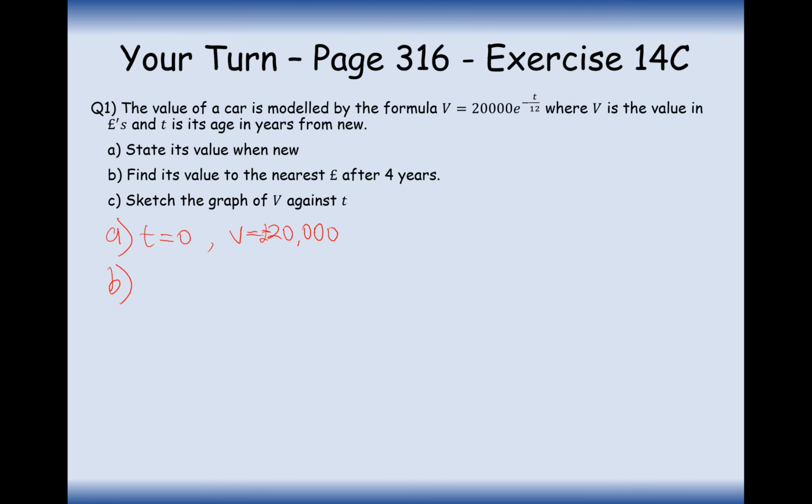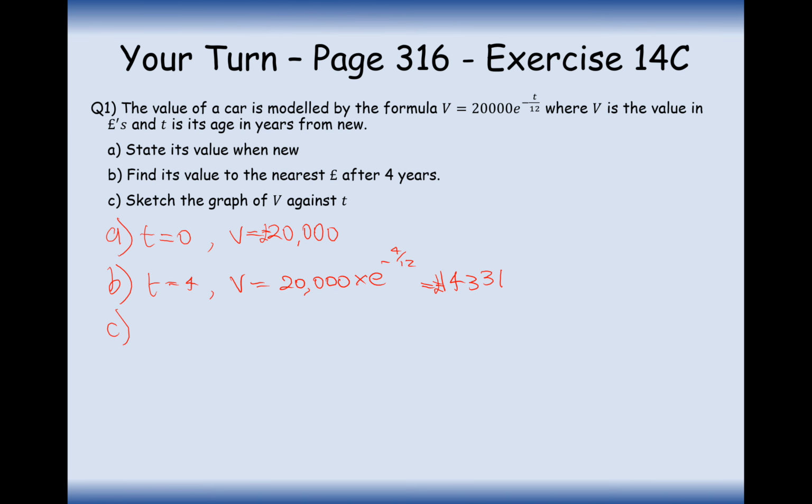Part B, find its value to the nearest pound after 4 years. Well, what we have to do there is grab our calculators and just plug in the value of t equals 4. So v is going to equal 20,000 times e to the minus 4 over 12, or e to the minus third. So that's going to be 20,000 times e to the minus 1 divided by 3. So that's going to be 14,331 pounds to the nearest pound.